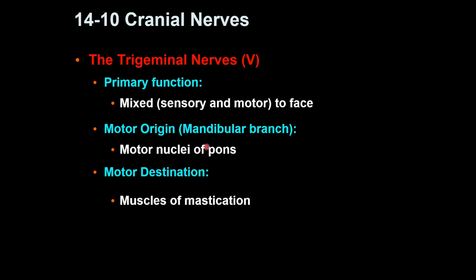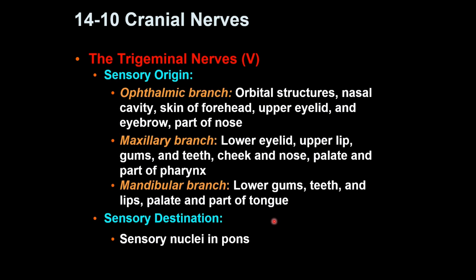The trigeminal nerve sensory part has 3 branches. One is called the ophthalmic branch, which is supplying the upper part of the face, the maxillary branch supplying the middle part of the face, and the mandibular branch which is supplying the lower part of the face. So the sensory receptors are located in different parts of the face, and then they end up in the pons. Okay, but it's a little bit more detailed than this.